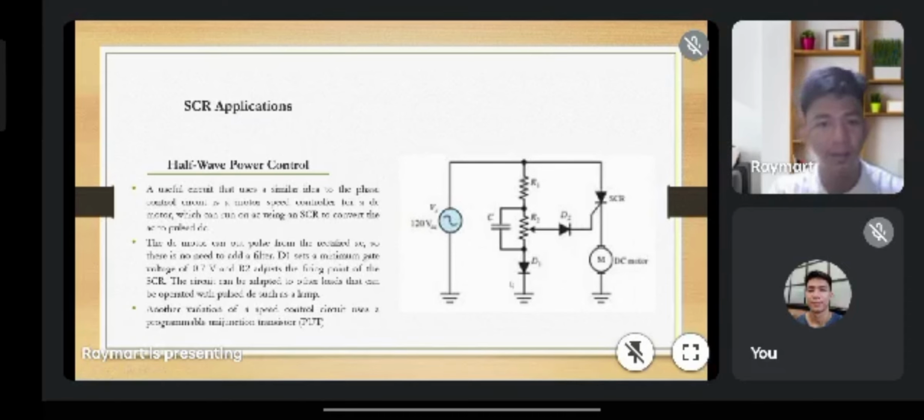D1 sets a minimum gate voltage of 0.7 volts, and R2 adjusts the firing point of the SCR. So the circuit can be adapted to other loads that can be operated with pulsed DC, such as a lamp. Another variation of the speed control circuit uses a programmable unijunction transistor, abbreviated as PUT.